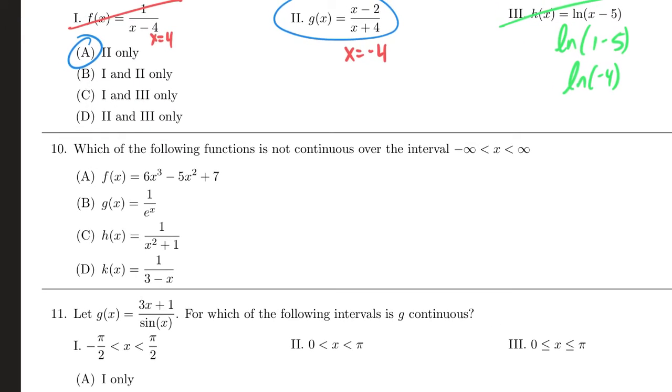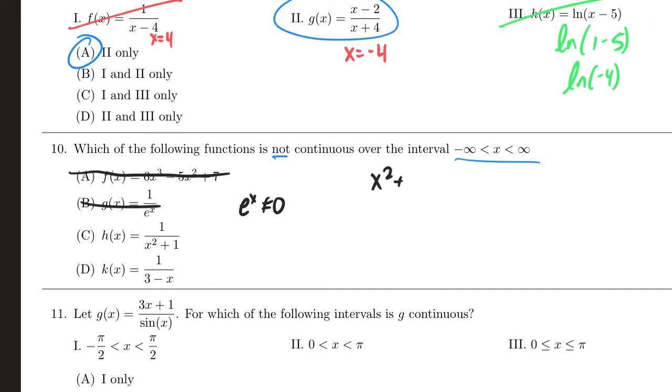Okay, for 10, we're asking which of the following functions is not continuous over this interval. The interval is every real number, every possible number, so really this question is which one has a discontinuity. Well, we know polynomials are always continuous, so that's not the right answer. e to the x never equals 0. It's always a positive number, so we never divide by 0 here.